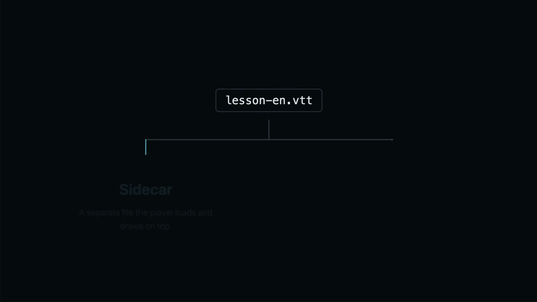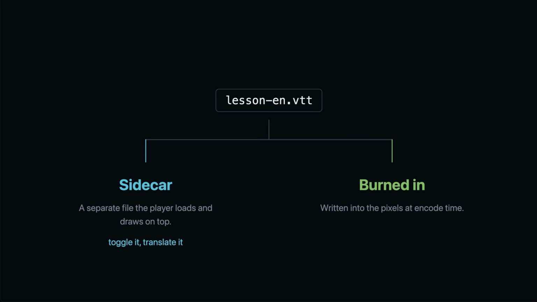There are 2 ways to deliver them. The first is a sidecar file, a separate file sitting next to your video, which the player loads and draws on top of the frame. This is called soft sub, and it can be toggled on and off and translated. The second is burning the text into the video pixels at encode time. That one is permanent, but it works everywhere.